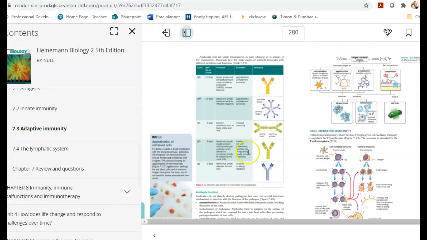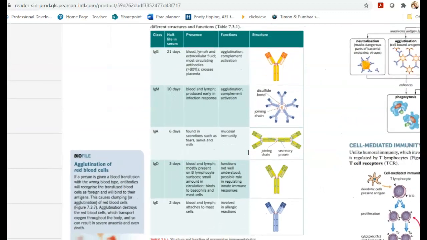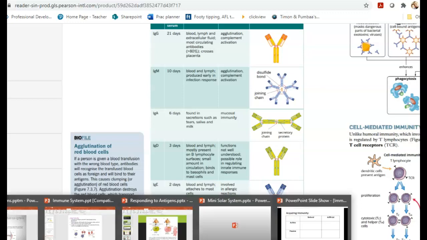The antibodies in question, which ones of these can cross? So IgG antibodies can cross the placenta, and IgA antibodies are found in secretions such as breast milk. So those two would be examples of antibodies that are given passively from mother to child.